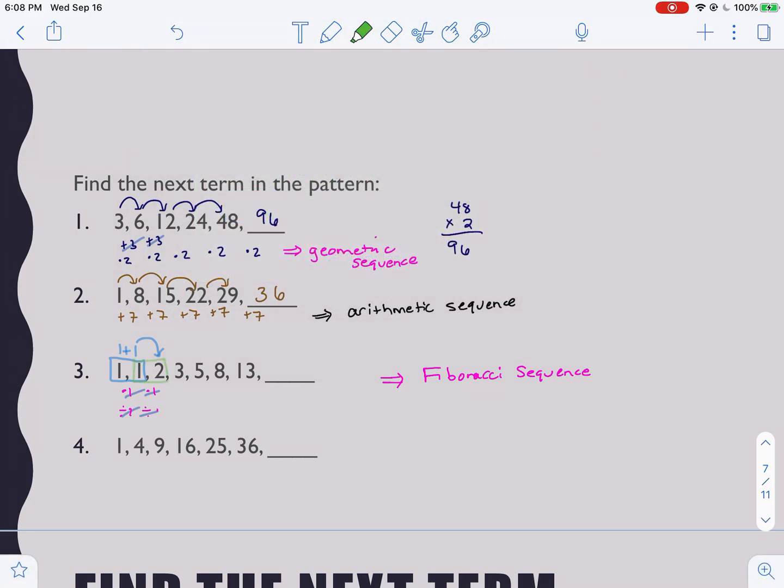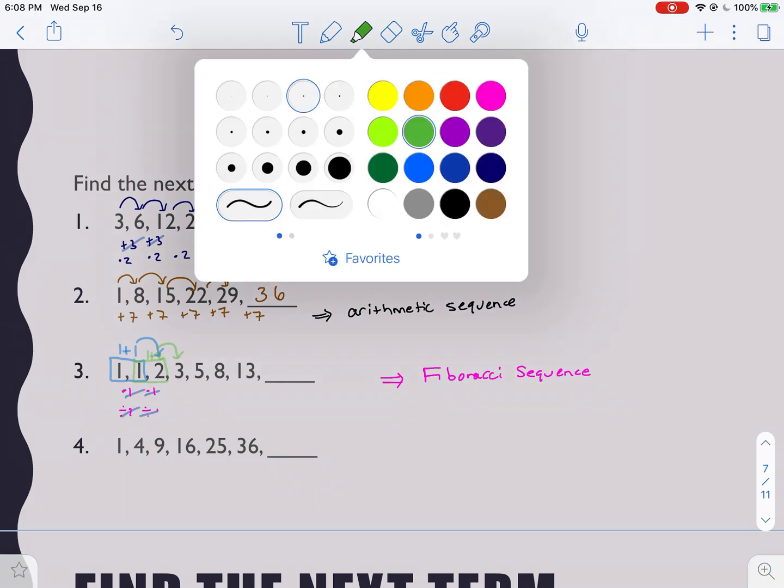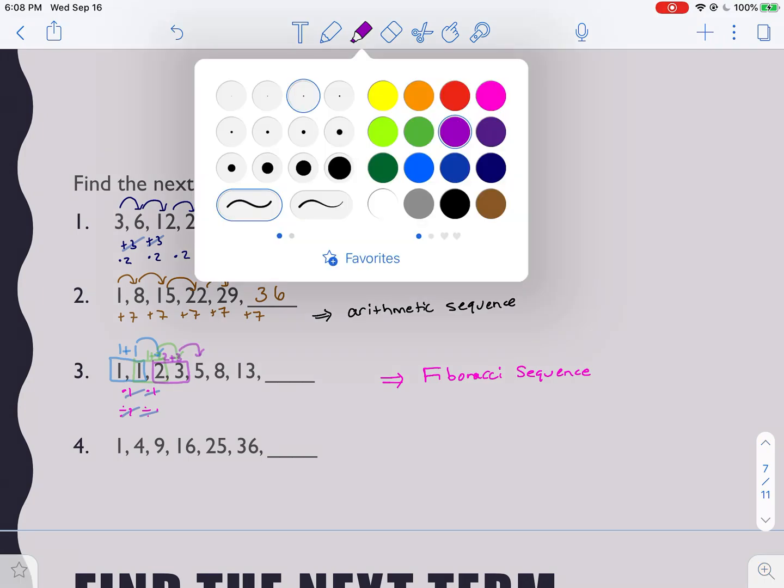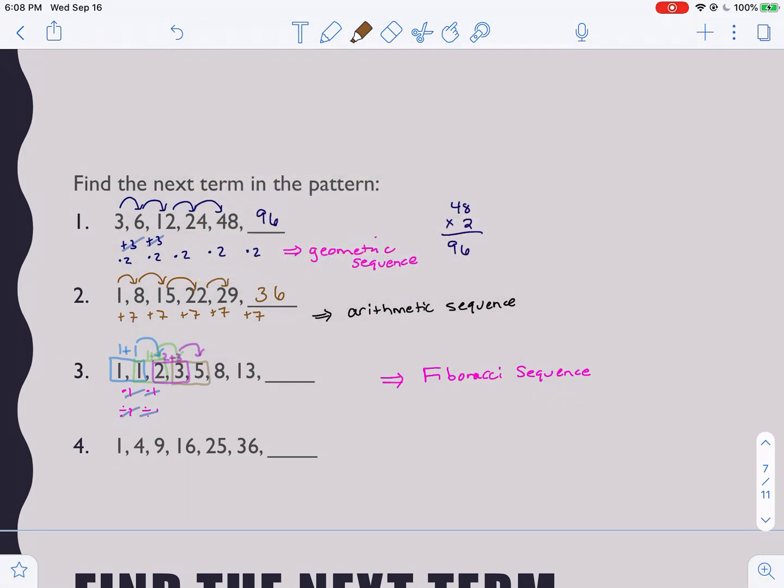Well, that would generate the 2. And then if I looked at the 1 and the 2, what's 1 plus 2? That generates the 3. And then if I look at the 2 plus the 3, that generates the next term, 5. Or if I look at the 3 plus the 5, that generates the next term, 8. And the 5 plus the 8 generates the 13. So what's going to be the next term?